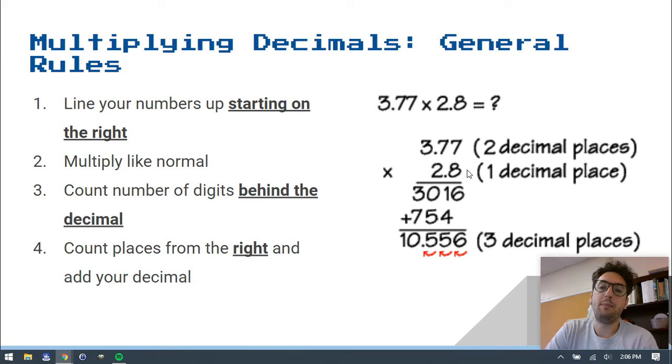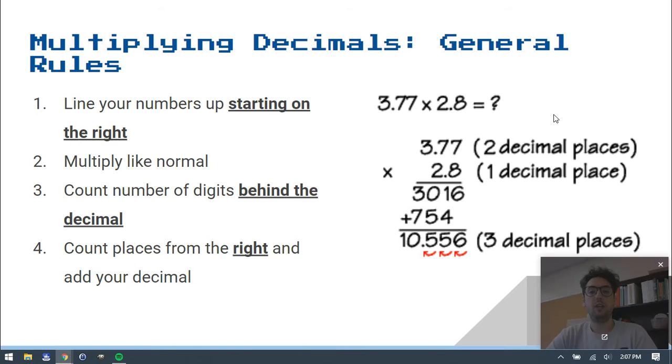But looking at our example for our step one, when we're lining it up, you could see that we have 3 and 77 hundredths, and we have 2 and 8 tenths. The first one has 2 decimal places, and the second one has 1 decimal place, but we are still lining them up by their last decimal place. And that's super duper important. If we don't do that, we can get all kinds of crazy answers. So just make sure that you follow step number 1 first and foremost.